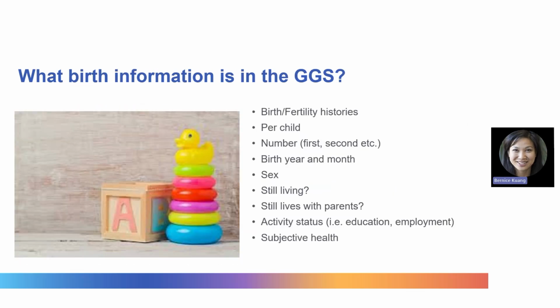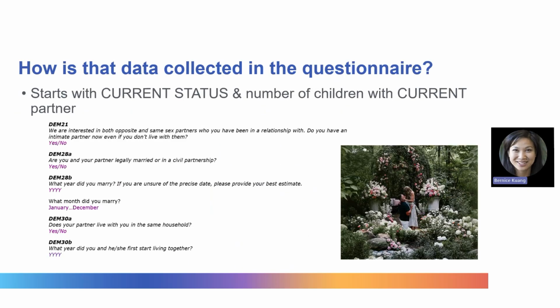Another major point of interest in the GGS is fertility history. The GGS collects data on a respondent's full fertility history, that is all the biological children they have had, when they were born, the children's sex, and whether they are living with their parents, their employment, educational status, and subjective health. Now here's how the questionnaire looks.